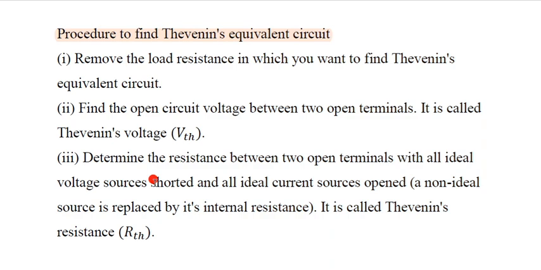Basically, we short the voltage sources, which means we remove the voltage sources. If there is internal resistance of those voltage sources, we do not remove that internal resistance; we keep it, and we just remove the voltage source and short it. In an electrical circuit we just join it by a line. The resistance that we find is called the Thevenin's resistance.